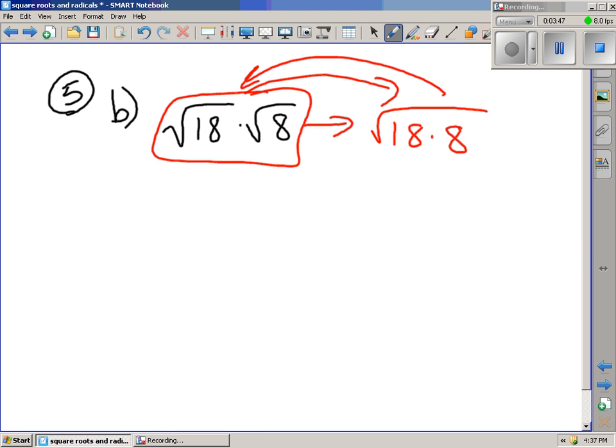So now I'm going to start breaking down 18 and 8 into their factors. We're going to do a prime factorization of each. So 18 can be broken down into 9 times 2.